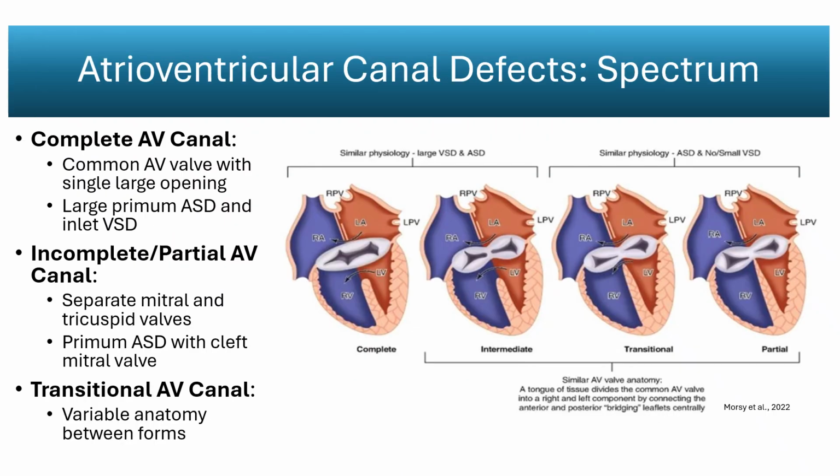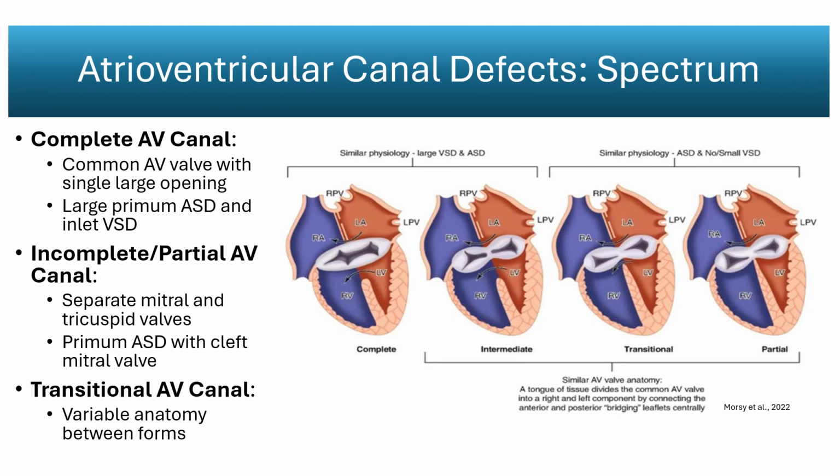Atrioventricular canal defects, also called atrioventricular septal defects, arise from abnormal development of the endocardial cushions. They are strongly associated with trisomy 21 and occur along a spectrum of severity. In the complete form, the atrial and ventricular septa are deficient, creating a large primum atrial septal defect and an inlet ventricular septal defect. Instead of 2 atrioventricular valves, there is a single common valve that bridges both ventricles. This anatomy permits extensive left-to-right shunting at multiple levels and often leads to early congestive heart failure.